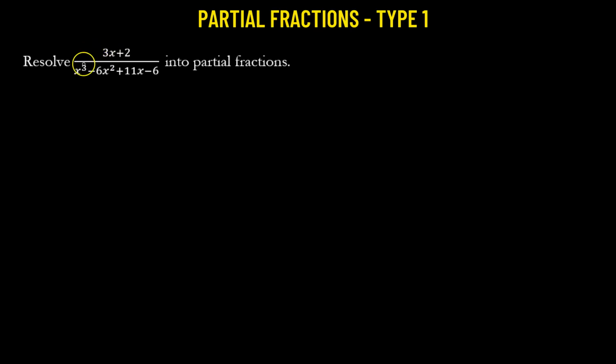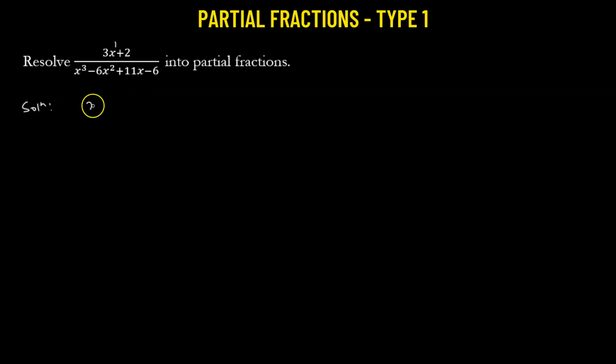In this problem, we need to resolve the following rational fraction into partial fractions. Clearly, this is a proper rational fraction. That's because the degree of the numerator is clearly less than the degree of the denominator. The highest degree of x in the numerator is 1, and the highest degree of x in the denominator is 3. Now, what we have to do is factorize the denominator.